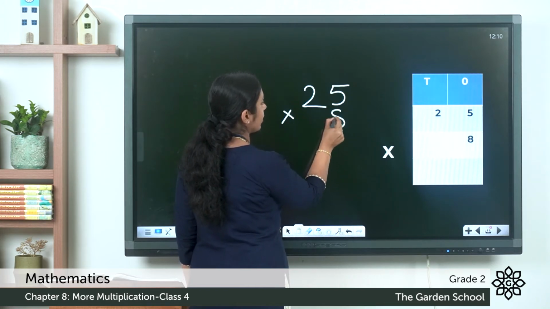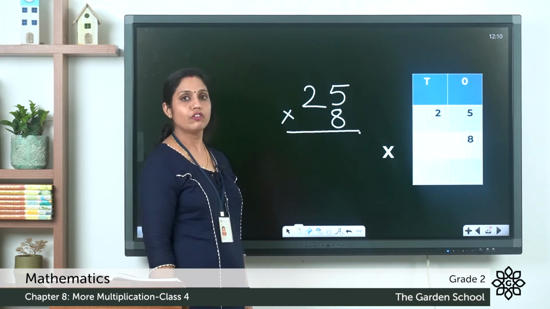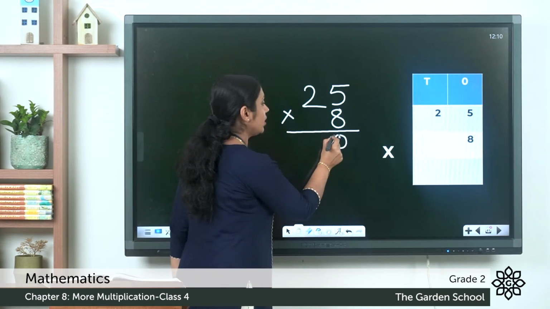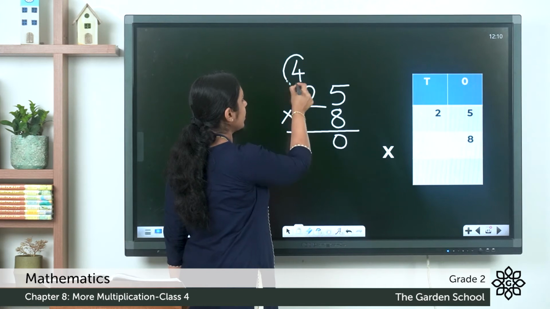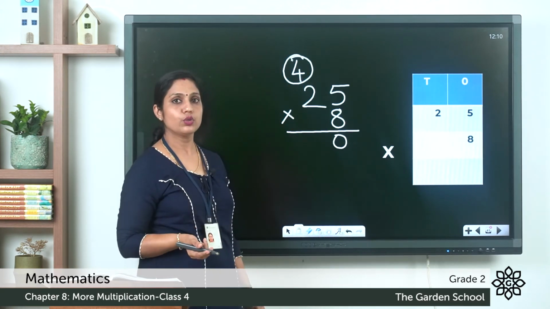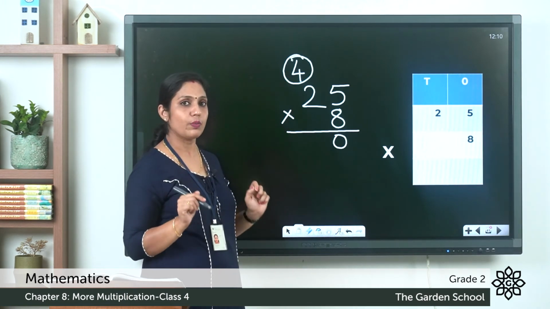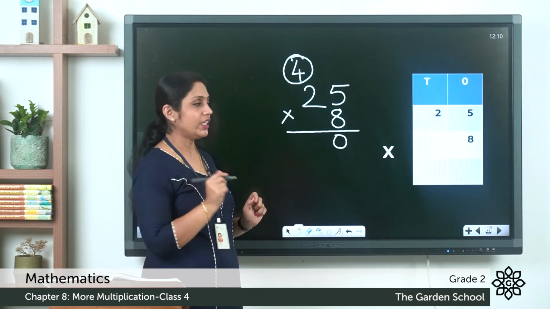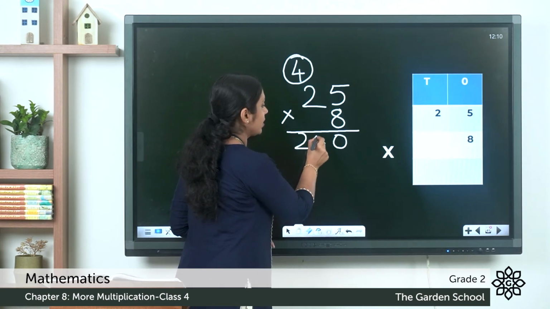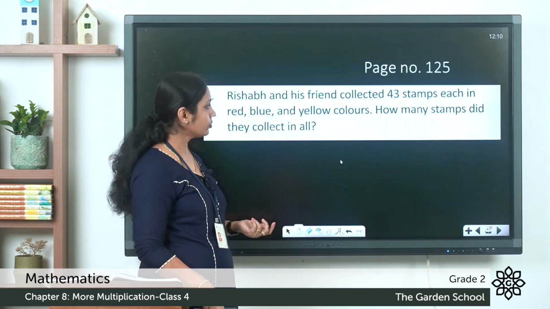So, we will start with the ones position. 8 fives are 40. Write 0 here. 4 will carry over to the tens place. Now, we will multiply 8 into 2. 8 twos are 16. 16 plus 4. So, how much is 16 plus 4? 20. So, the answer is 200. So, total seats are 200.